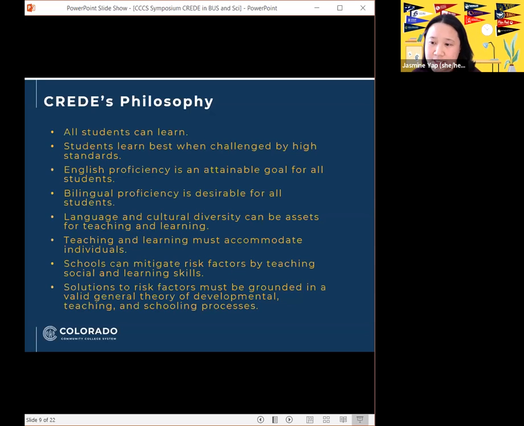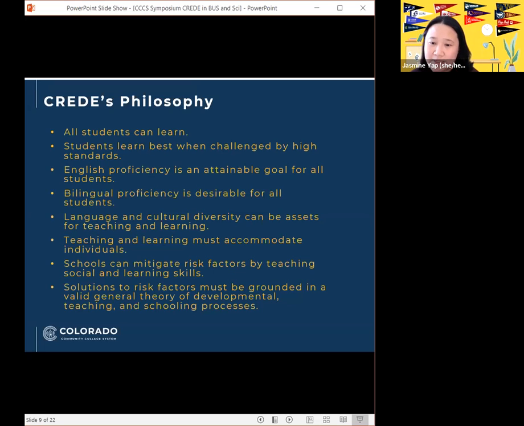Language and cultural diversity can be assets for teaching and learning. So again, using that as an advantage in teaching rather than using a deficit mindset, something that was talked about in the keynote, like having more of an equity-mindedness framework when you're working with your students.